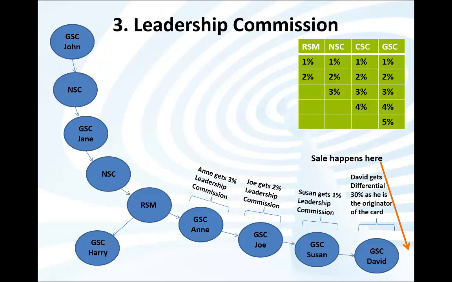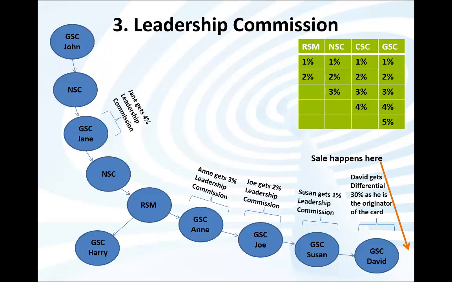Notably, the RSM and the NSC further up line don't qualify for Leadership Commission on this particular sale, as it's too far away from them in terms of qualification. RSMs on the green table only receive 2 levels of Leadership Commission, and NSCs qualify for 3 levels of Leadership Commission. Therefore, on this particular sale just below GSE David, the robot bypasses non-qualifying members as it looks for who to pay the 4% and the 5% to.